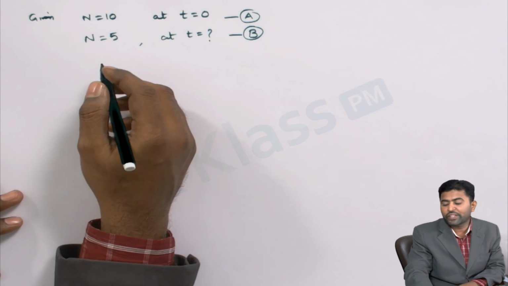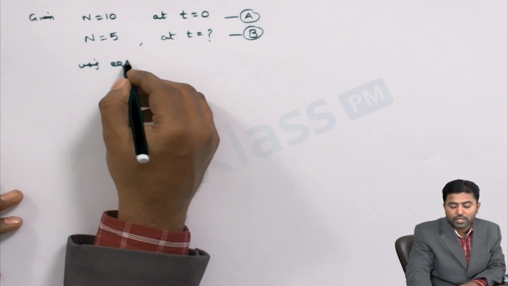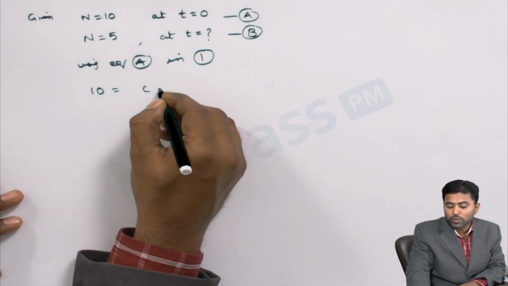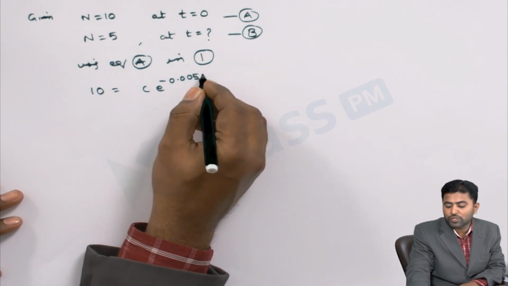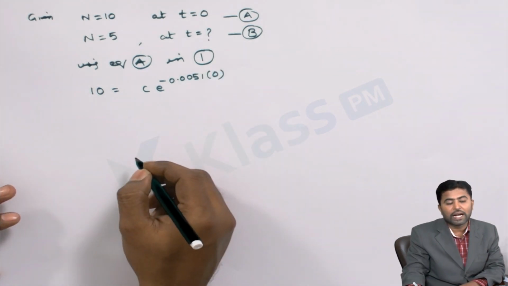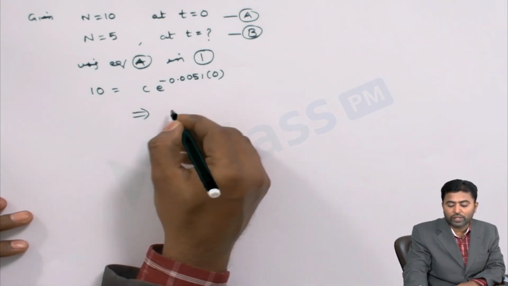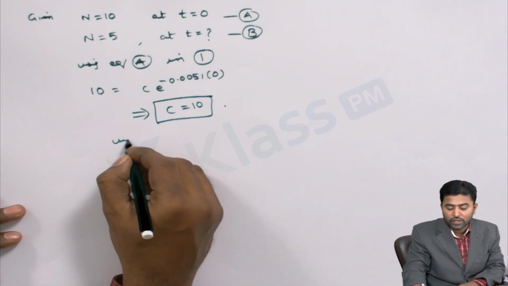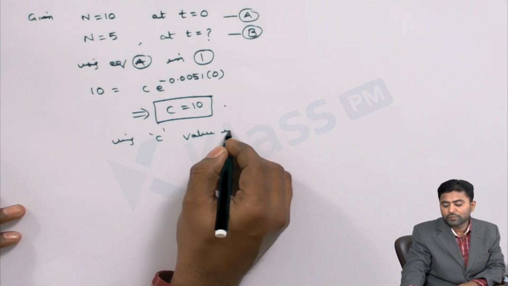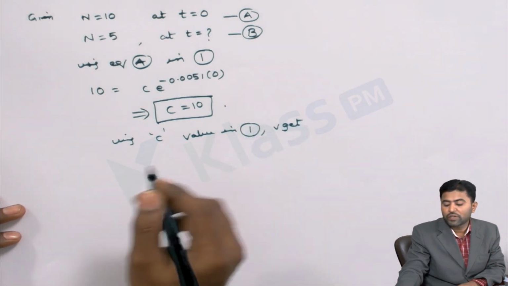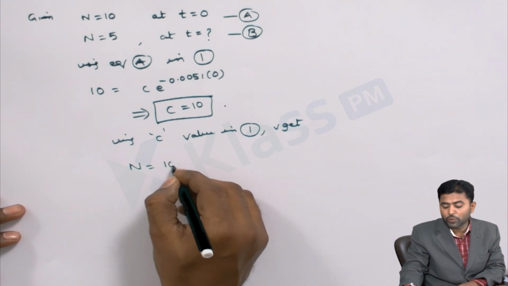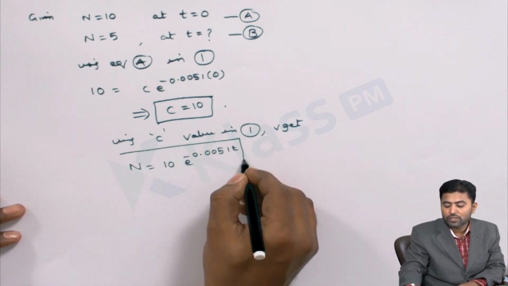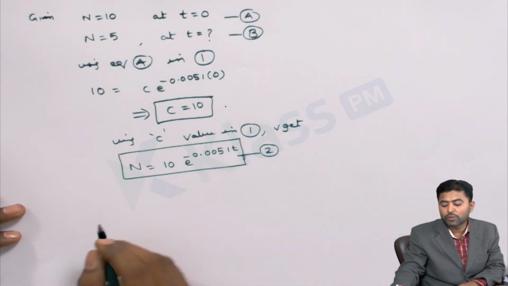Now we'll start using equation A in 1. Using equation A in 1, we get 10 is equal to c into e power minus 0.0051 into 0. And we know that e power 0 is 1. So we get c is equal to 10. Using the c value in 1, we get N is equal to 10 into e power minus 0.0051t. I'll write this as equation 2.